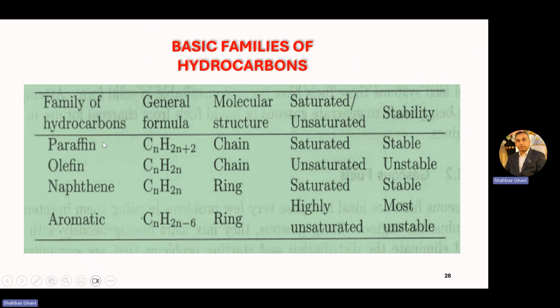Let's see the family of hydrocarbons: we have paraffins, olefins, naphthenes, and aromatics. General formulas are here. The molecular structure is chain, chain, ring, ring. Saturated means there is no double or triple bond. Here we have double and triple bonds, so these are unsaturated and highly unsaturated. So these are the stability.